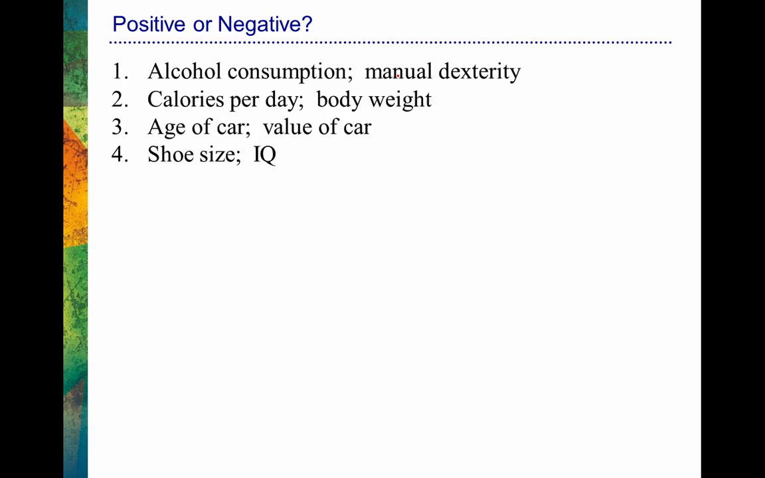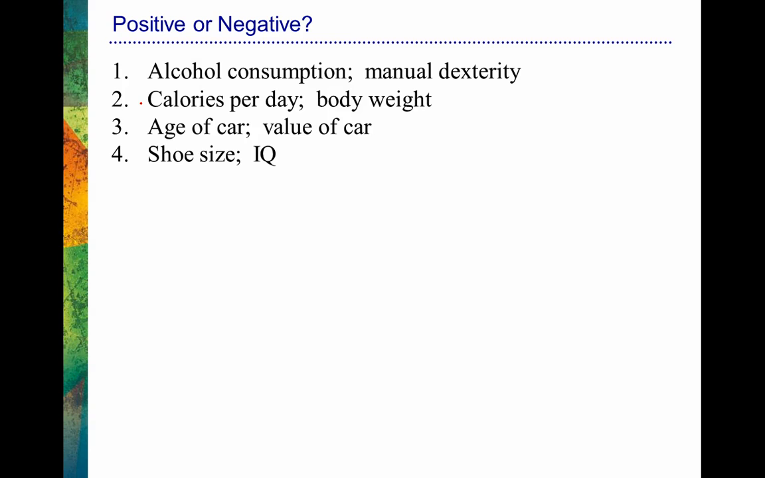You can see that that's going to be a negative correlation. And the flip side of that works as well. So the less we drink, the more we're able to drive a car and have good manual dexterity. So that would be a negative correlation. Let's look at this next one. Calories per day that you take in and one's body weight. In general, we would find a positive correlation there. The more calories you take in per day, the higher your body weight tends to be. The fewer calories you take in per day, the lower your body weight tends to be.